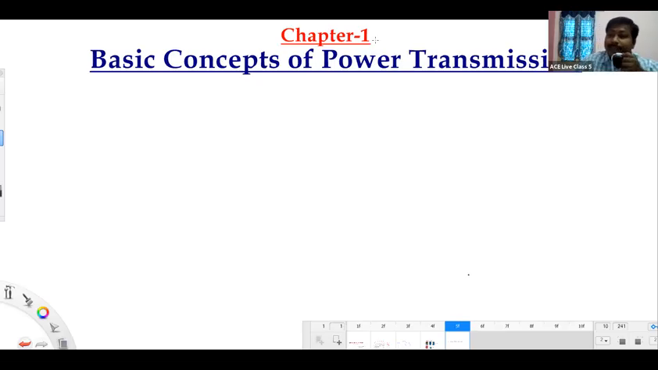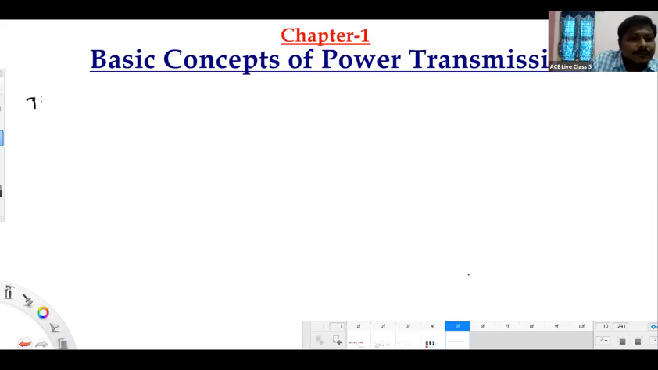Or else we can say, simply, a transmission line is a link between the generating station and the load center, or a link between two buses in the system for the electrical energy transfer. So I'm writing that small definition here.